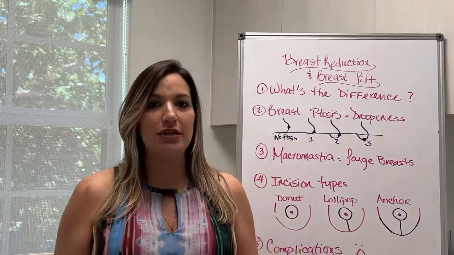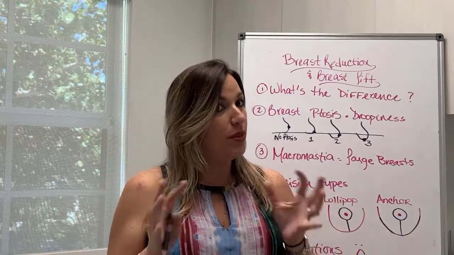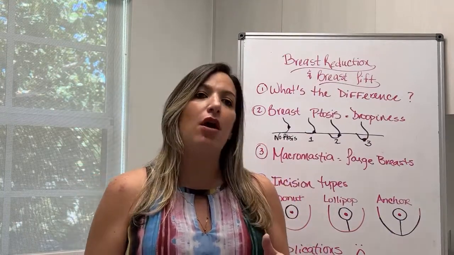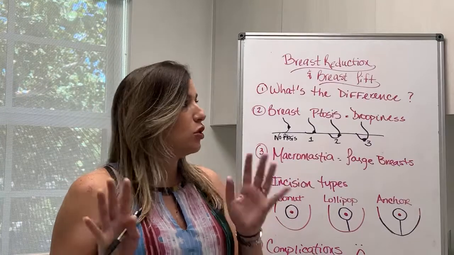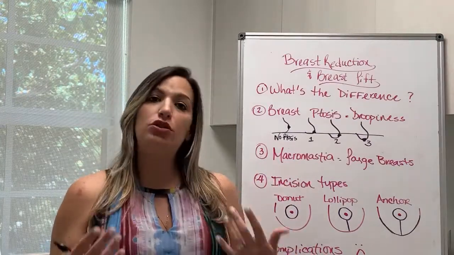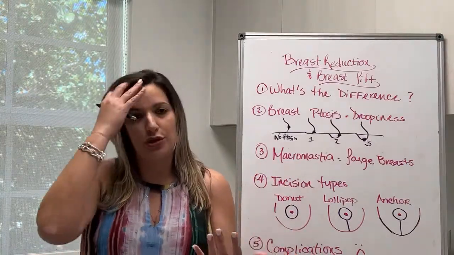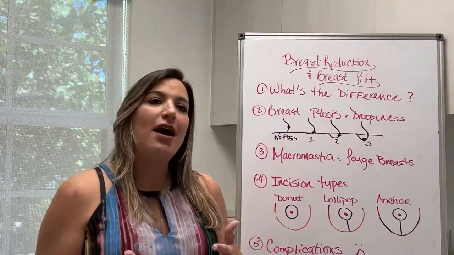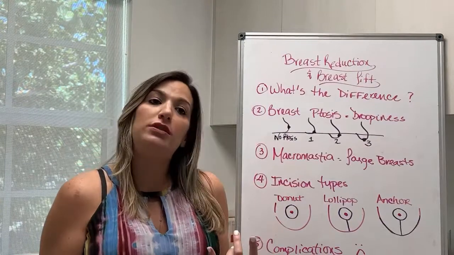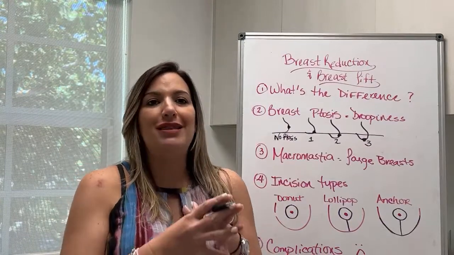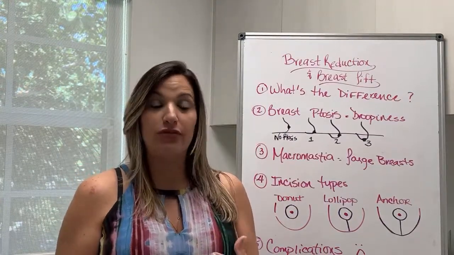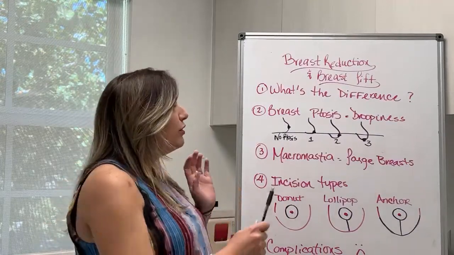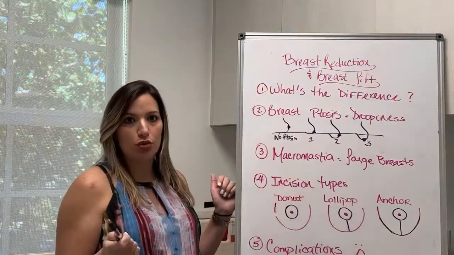But the incision pattern, the incision itself, is very similar. Most of the time the same, depending on the degree of droopiness. So we'll talk about that. Breast ptosis is the medical term for breast droopiness, okay? So depending on how much droopiness or ptosis you have, it's usually the incision pattern that we have to do to reshape or reduce the breast, okay? So there are 3 degrees of ptosis, okay?